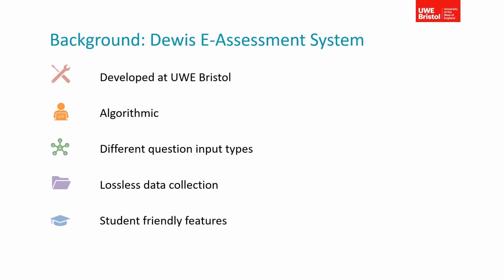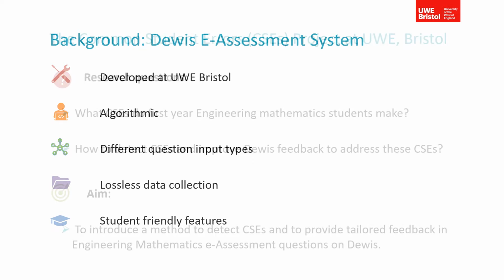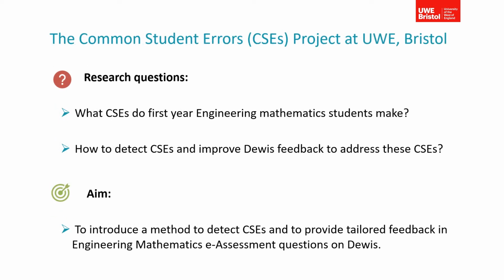So when I started the project in 2017, Davis did not have a feature to capture CSEs in e-assessments, and that led us to form the following research questions. What CSEs do first-year engineering mathematics students make? How to detect CSEs to improve Davis feedback to address these CSEs? The aim of the project is to introduce a method to detect CSEs and to provide tailored feedback in engineering mathematics e-assessment questions on Davis.